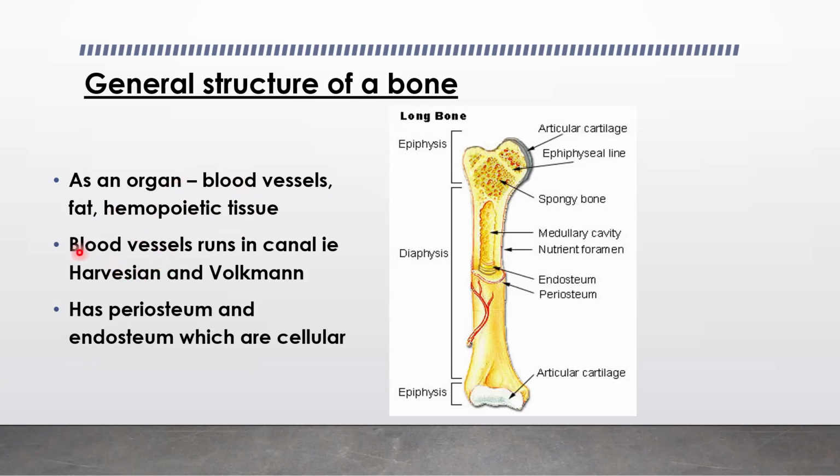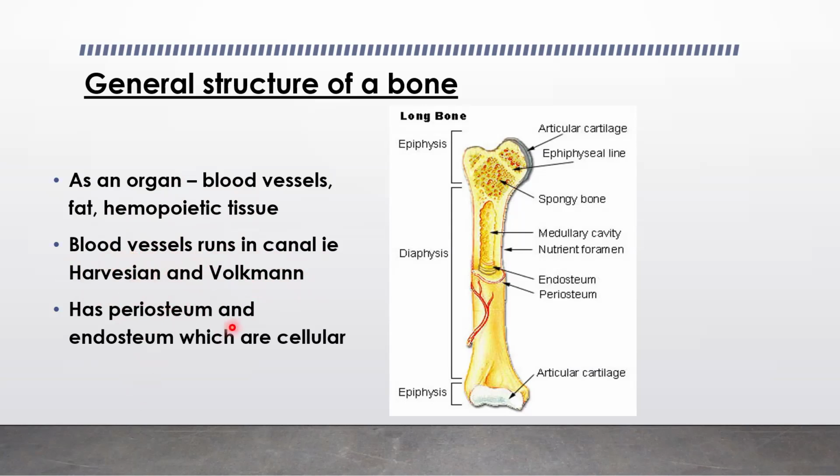Then these blood vessels run in canals. Haversian canals are vertical canals, and Volkmann's canals are horizontal canals, running horizontal to the Haversian canals. That's the reason we have branches of arteries, veins, and even some nerves passing through these channels. See here.